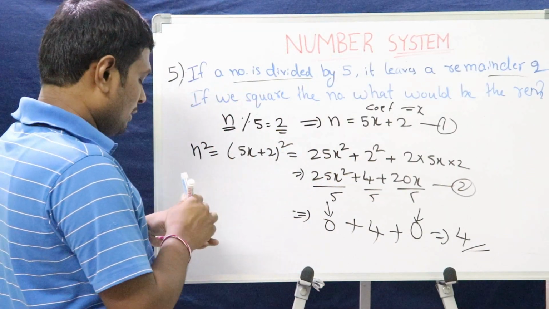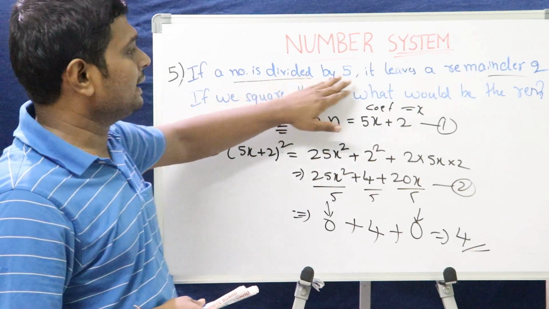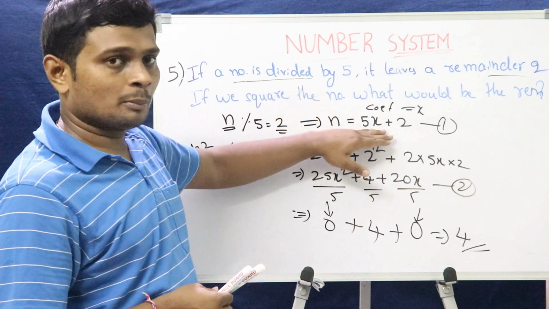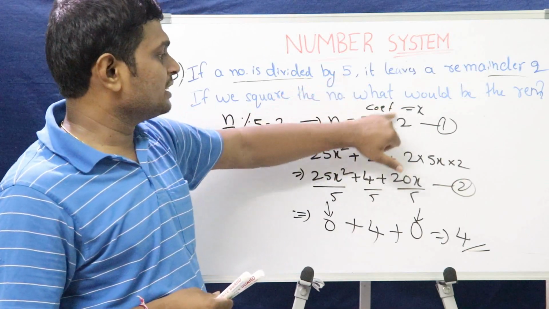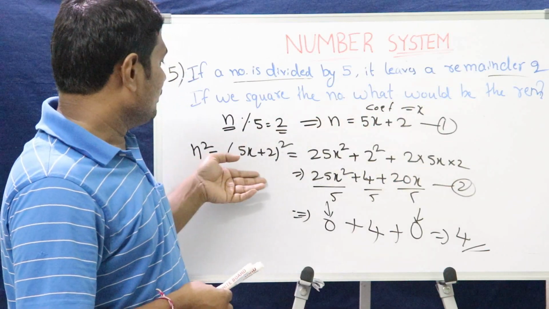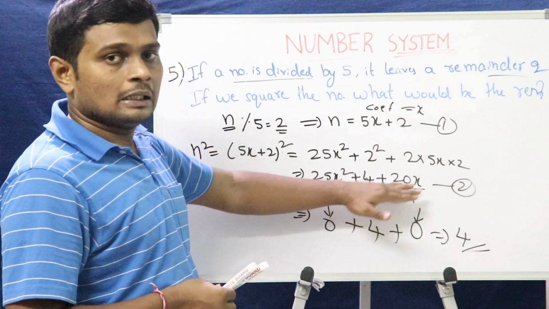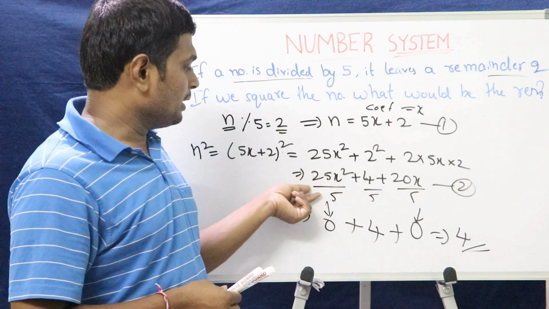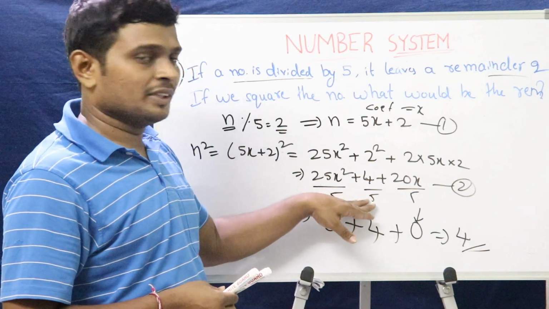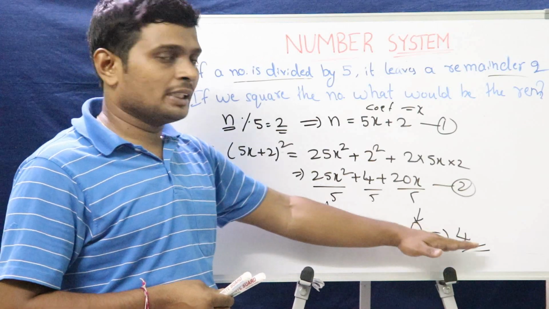Let me recap it. We were given a statement that if a number is divided by 5, it leaves a remainder 2. So we wrote that number in the form of 5 into coefficient plus remainder. And then if we square that number, we need to find the remainder. So we squared it, we got this one, and we divided it by 5. 25 and 20 are divisible by 5, so the remainder would be 0 and 0 here. We are left with only 4. If we divide 4 by 5, we get the remainder as 4. So the remainder would be 4.